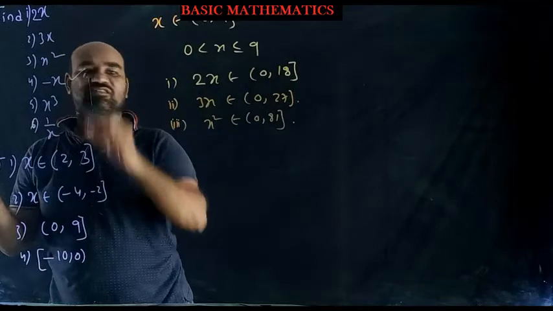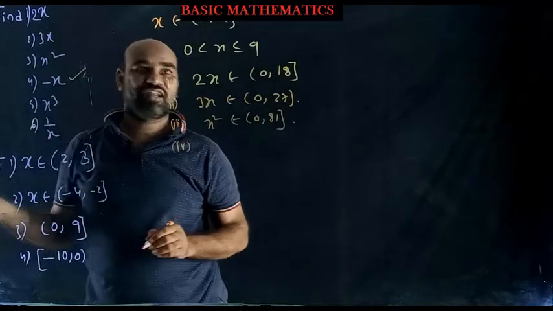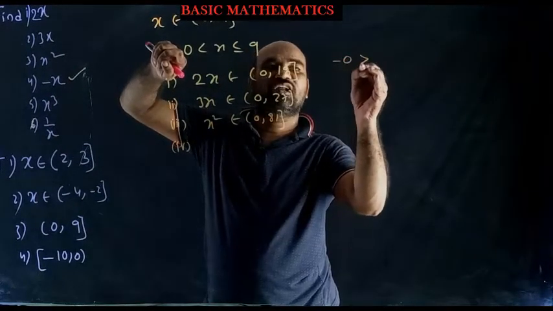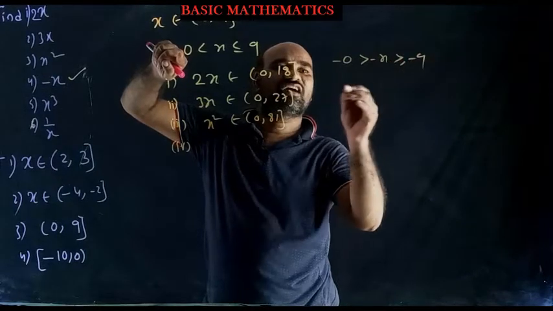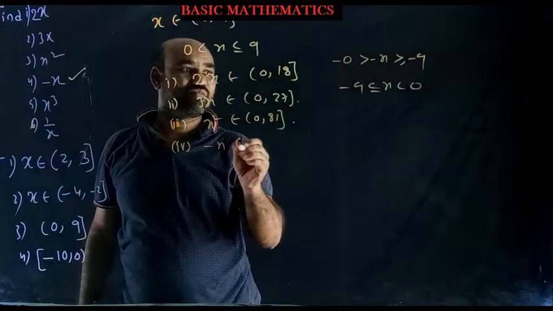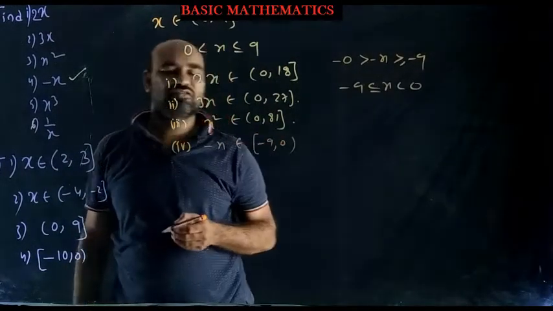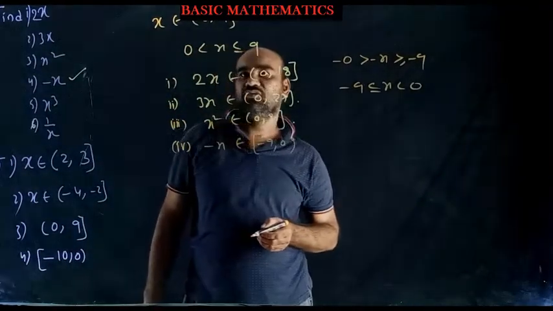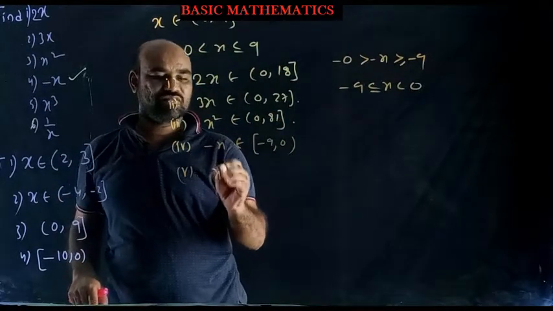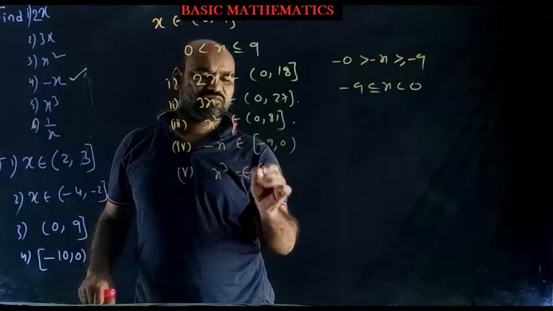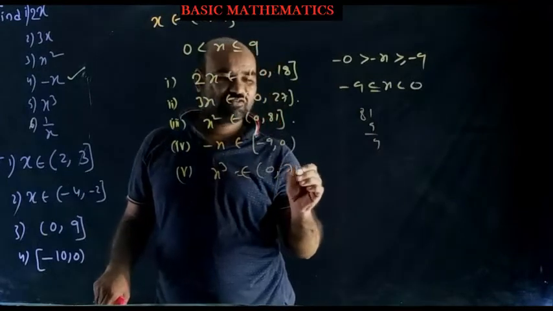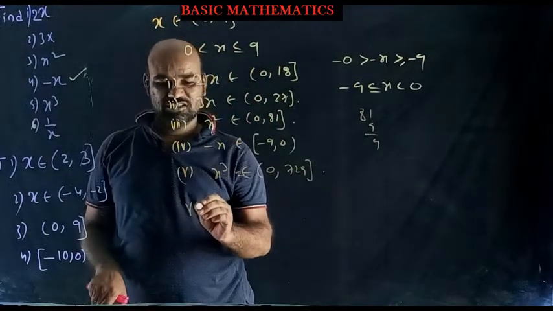This is interesting. Minus x, multiplying by minus 1, the inequality will alter. Minus 0 greater than minus x greater than or equal to minus 9, or minus 9 less than or equal to minus x less than 0. So I can write minus x belongs to closed minus 9 to open 0. Okay, next cubing, x cube, not a big problem. 0 to the cube of 9, 729 closed.